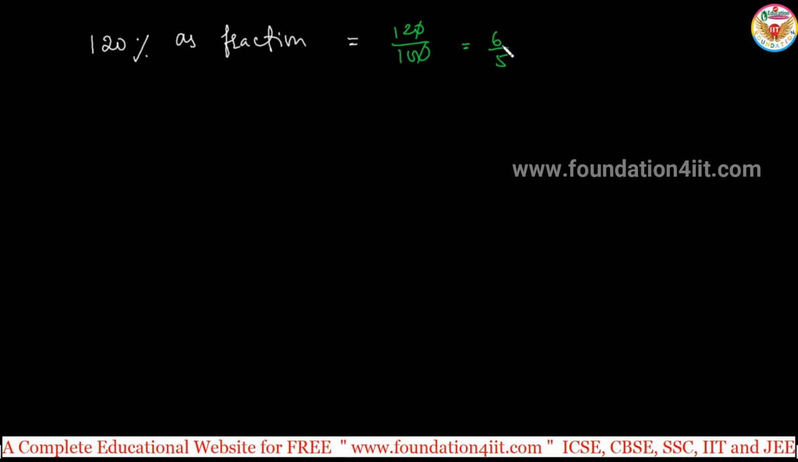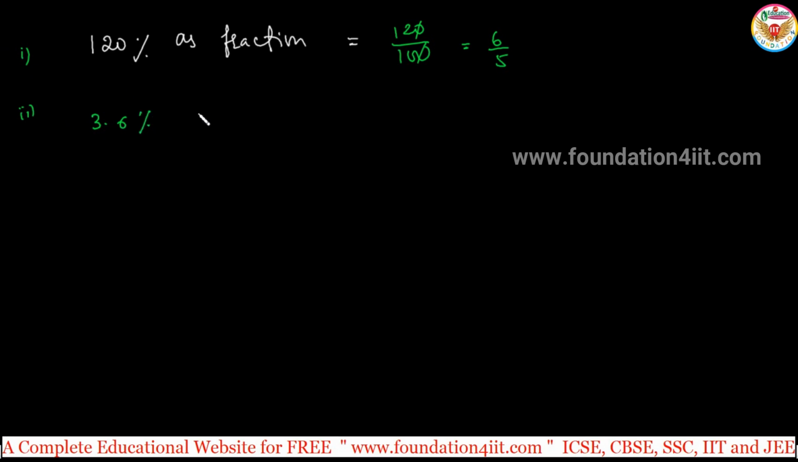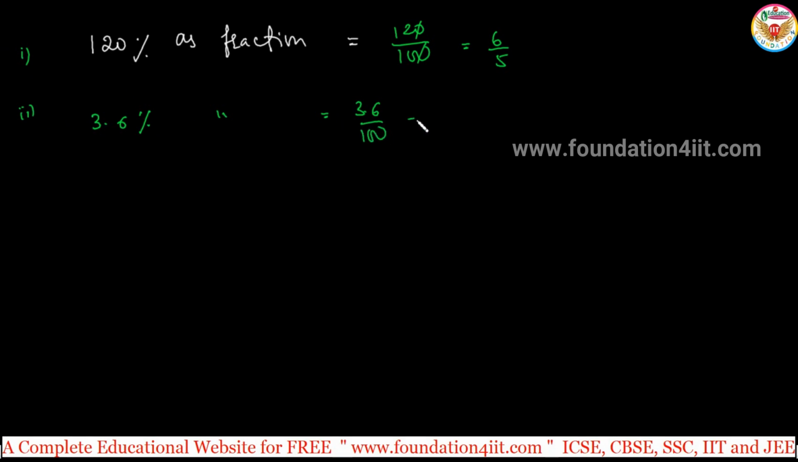Not only this, even decimals also. For example, 3.6% as a fraction. I'll take 3.6 divided by 100. You simplify now. This is 36 by 1000.